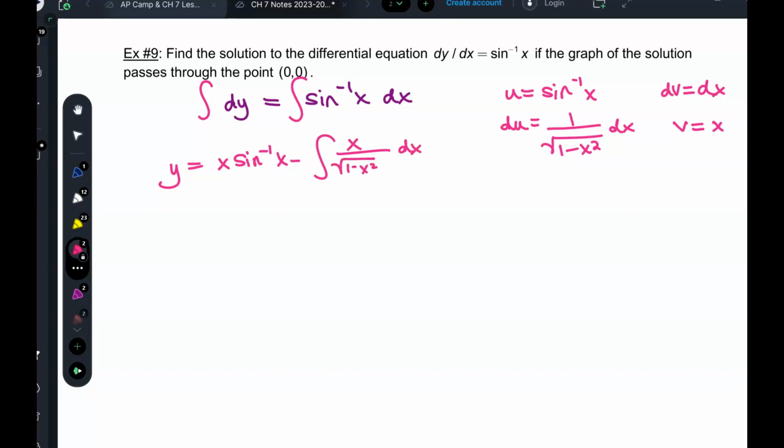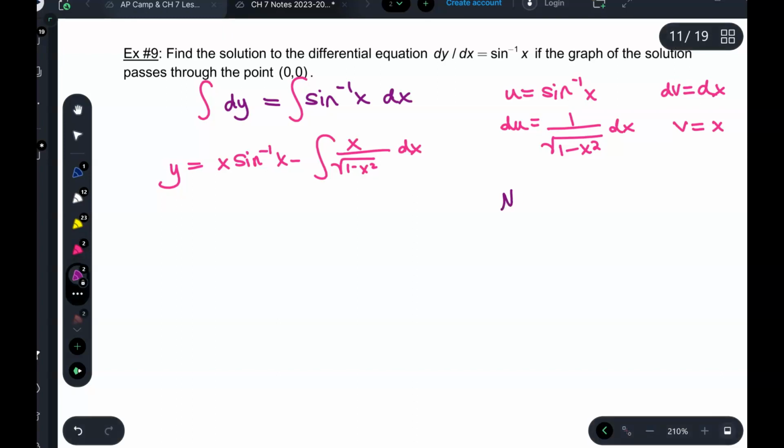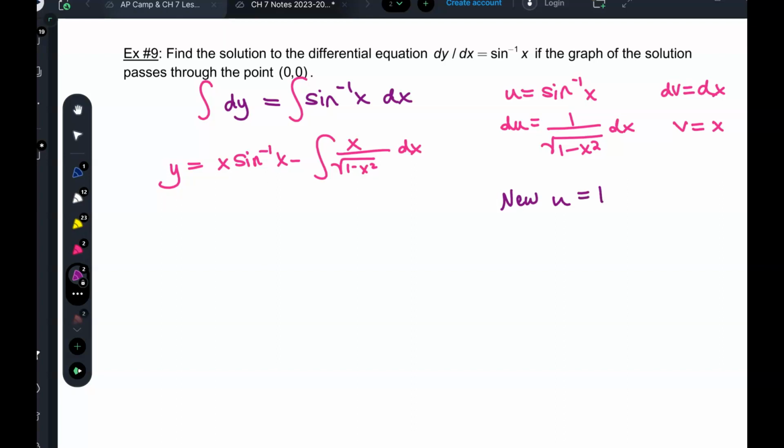Gotta use a u substitution. Now we have a new u again. Are we okay? So our new u is equal to 1 minus x squared, which makes du negative 2x dx. We can pull out that negative 1/2.